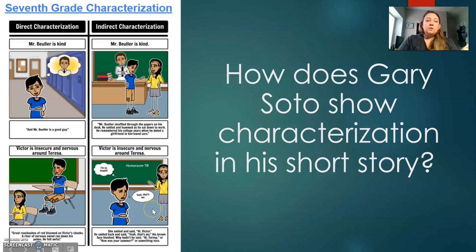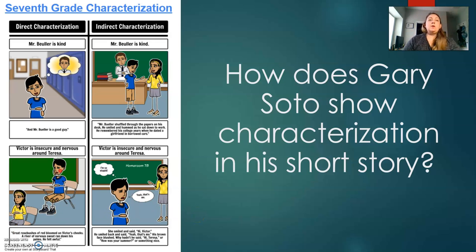But also, you have this internal dialogue. She smiled and said, hi, Victor. He smiled back and said, yeah, that's me. His brown face blushed. Why hadn't he said, hi, Teresa, or how was your summer, or something nice? So this is indirect characterization because Victor is thinking. This is his thoughts, okay? So the author's not outright saying Victor was stupid and embarrassed. It's giving you the dialogue.